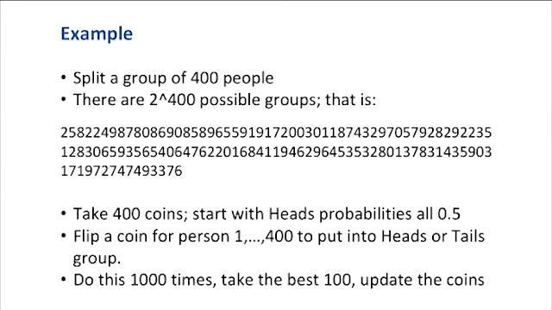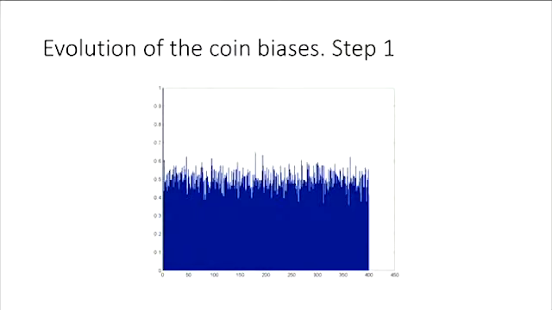And so if you do that for 400 people instead of 20, then this is the number of possible groups that you can get. All right, and to search for the best one is quite difficult. So we start with 400 coins, all with probability 0.5. We flip a coin for each person, do this 1,000 times, take the best 100 and update the coins. Right? So this is what happens.